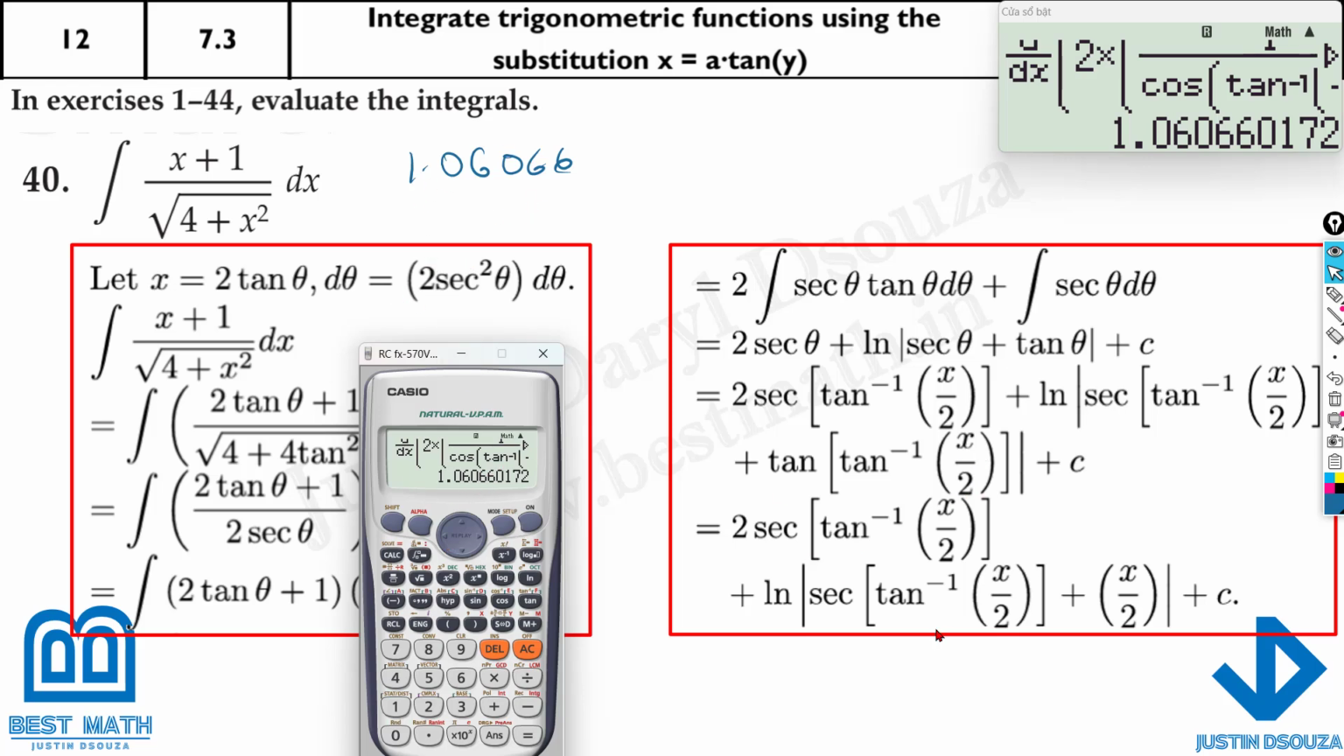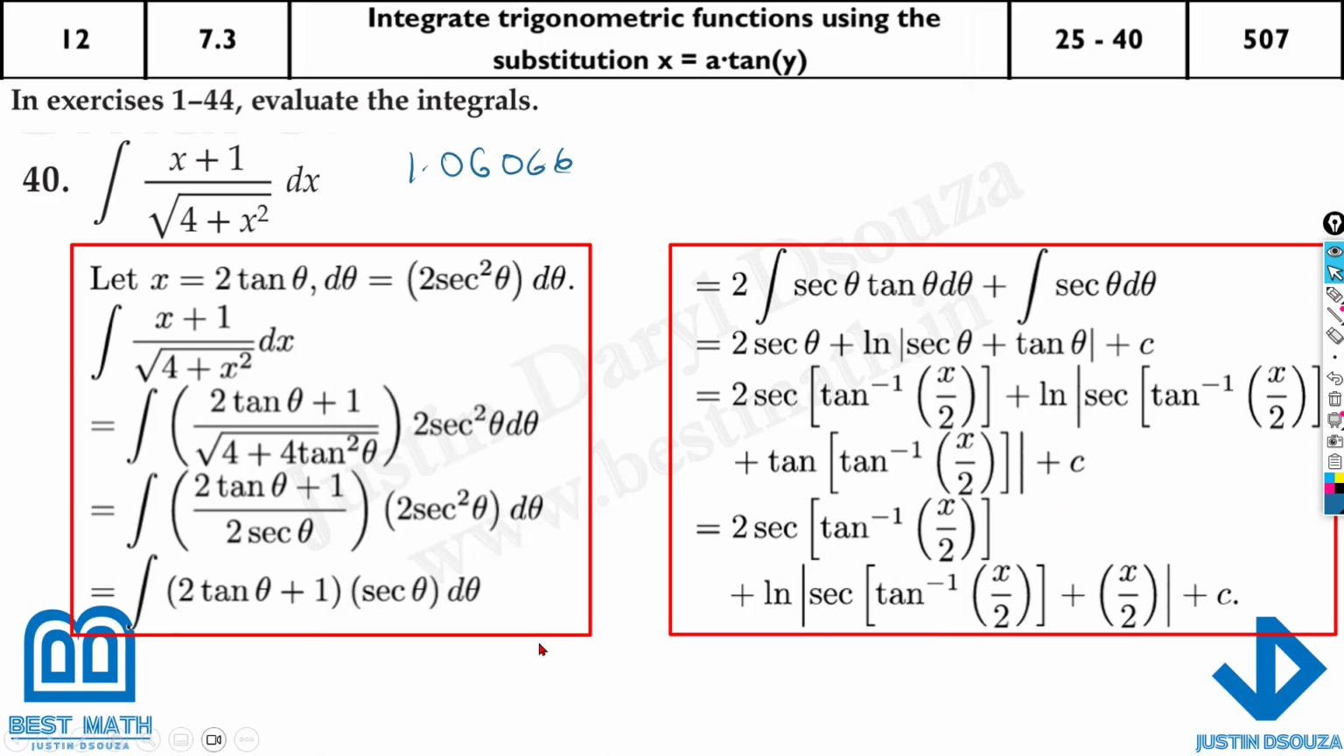1.06066. So this is how we can solve any problem, literally any problem of integration, but you need to have the 4 options, then you can use the calculator and solve it easily.